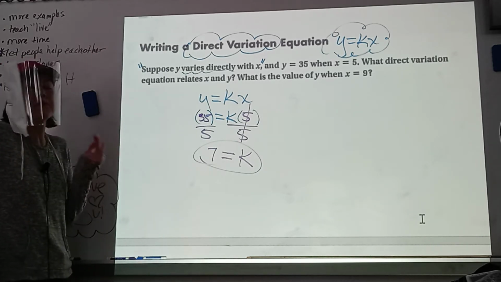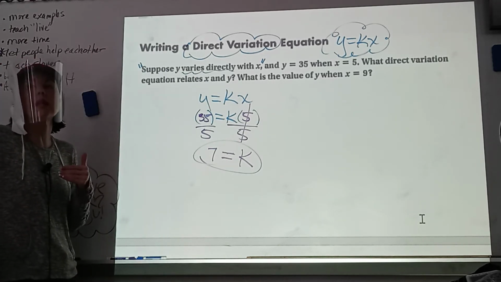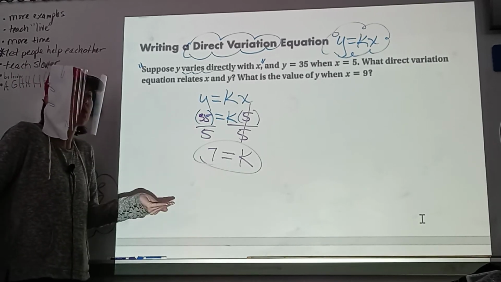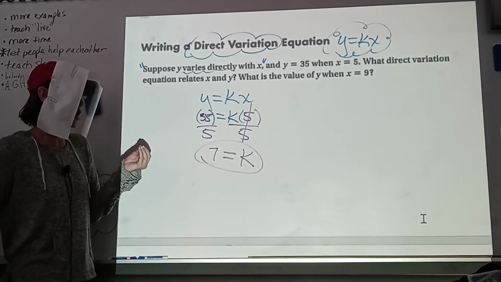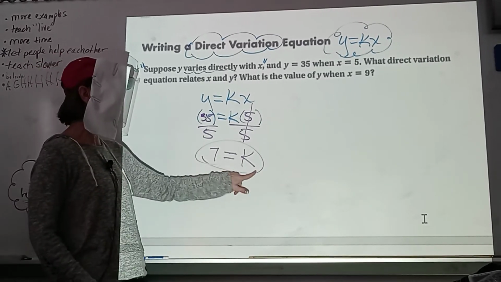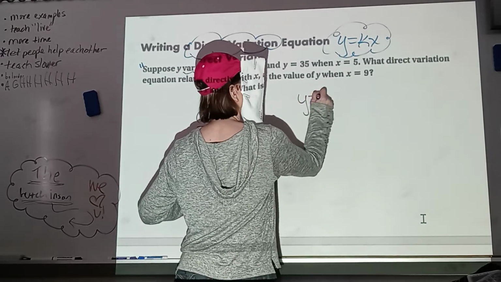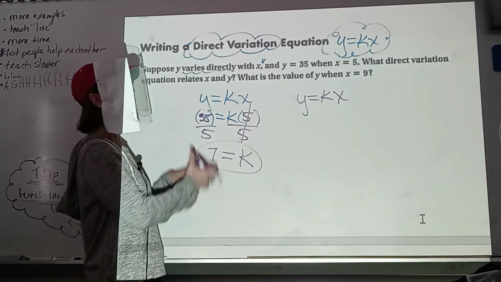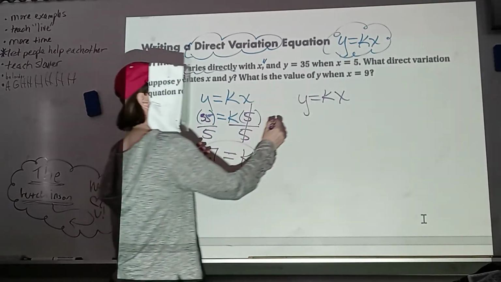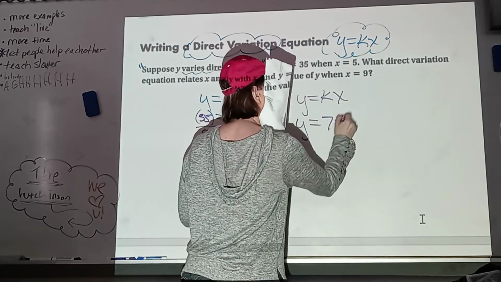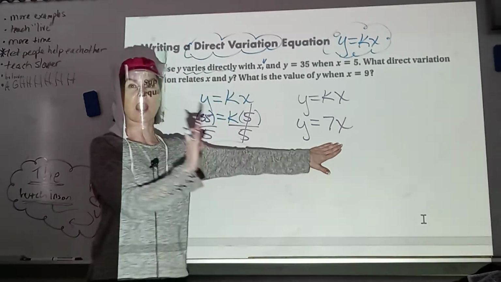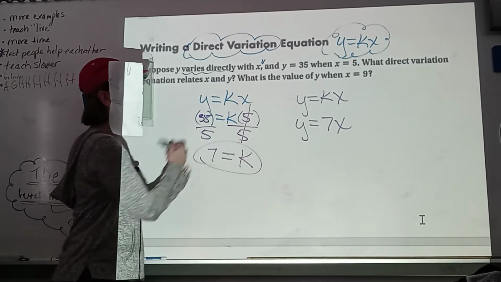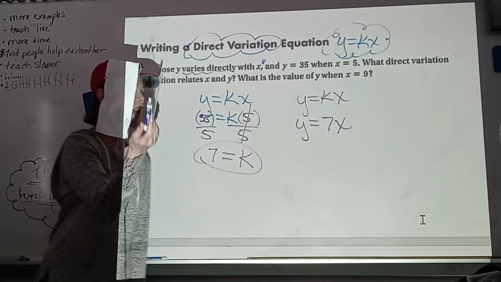Well, we first have to write our direct variation equation now. Now that we know what k is equal to, now we can write our direct variation equation. So using the value of 7 for k, if we're writing y equals kx, and we know k is 7, our direct variation equation is going to be y equals 7x. This is our direct variation equation because we solved for k. We found out based on what they gave us, y was equal to 35 and x was equal to 5.